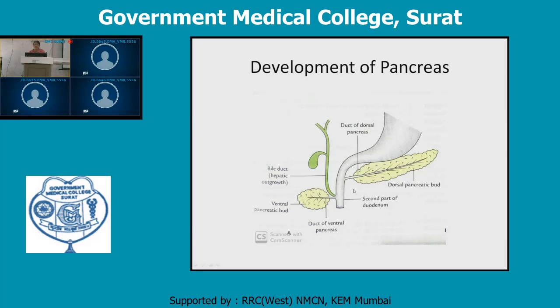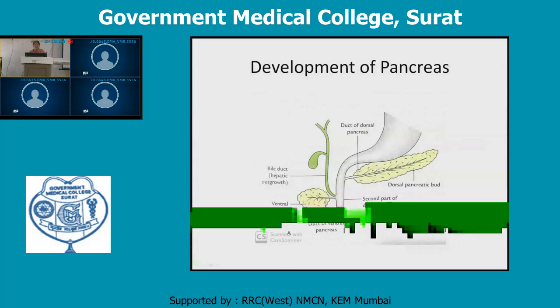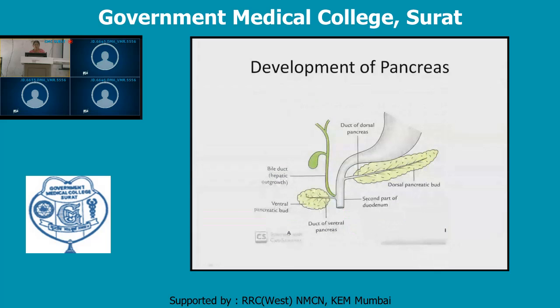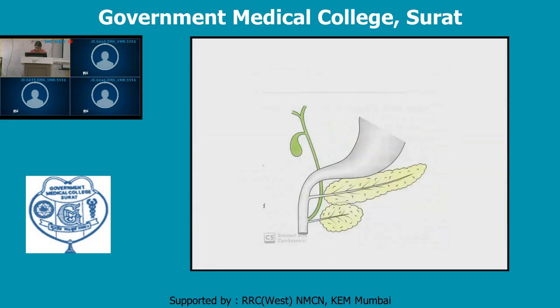This is the dorsal pancreatic bud. The ventral pancreatic bud is initially bilobed. It is bilobed, not shown over here. Then it unites to form a single ventral pancreatic bud, and then due to the rotation of the second part of the duodenum, this duct will cross the second part of the duodenum from the posterior side, and will come to lie below the dorsal pancreatic duct.